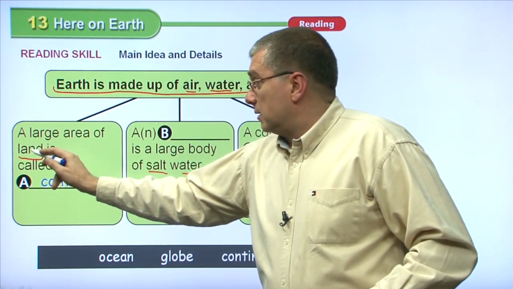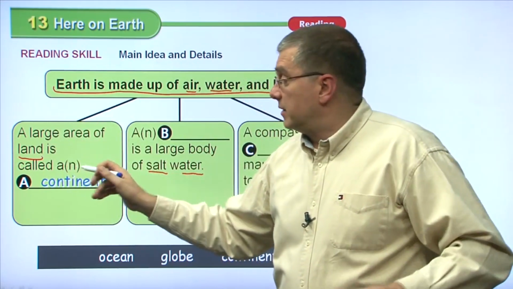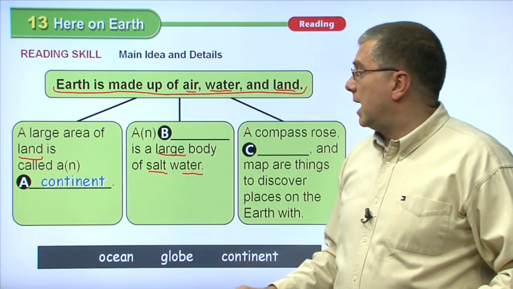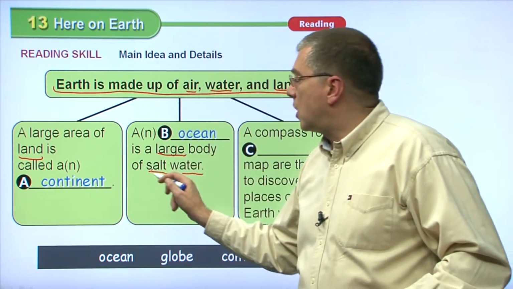Before we were talking about land. Land is continent. A large area of land is a continent. Now a large body of salt water is called what? An ocean, right? Remember, it's salt water.